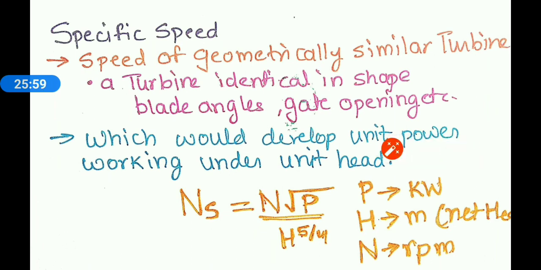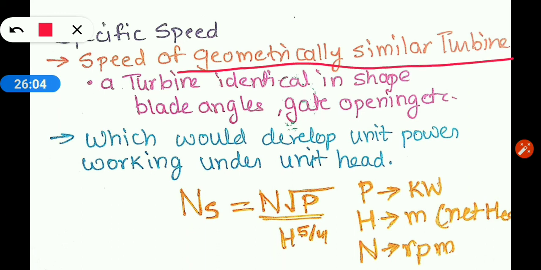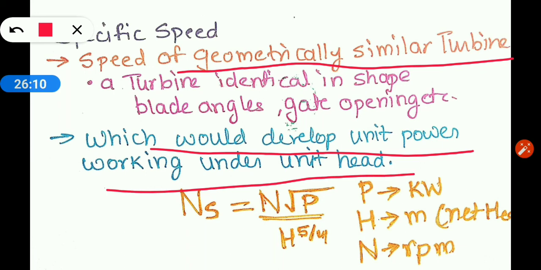Now specific speed, what is meant by specific speed? Specific speed is the speed of a geometrically similar turbine which would develop unit power working under unit head. Now what is meant by a geometrically similar turbine? A turbine which is identical in shape, blade angles and gate openings is called a geometrically similar turbine. Specific speed is a very important parameter. It helps us select a particular kind of turbine, and you can also compare similar kinds of turbines with the help of specific speed.